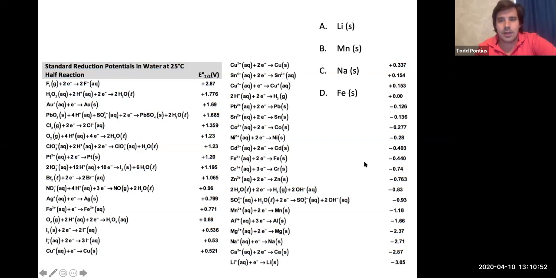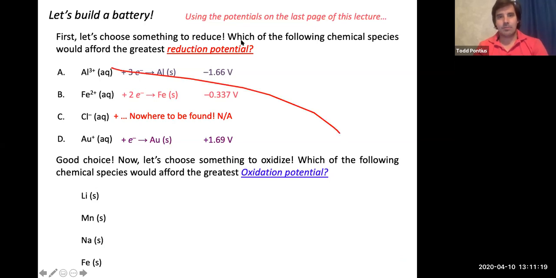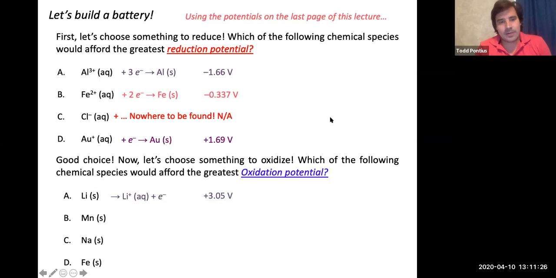And our answer is indeed A, lithium. If we look at lithium, lithium is down here in this corner. And reducing lithium carries a price tag of negative 3.05 volts. Not very favorable. However, oxidizing lithium means we would take the opposite sign. So lithium would be positive 3.05 volts.